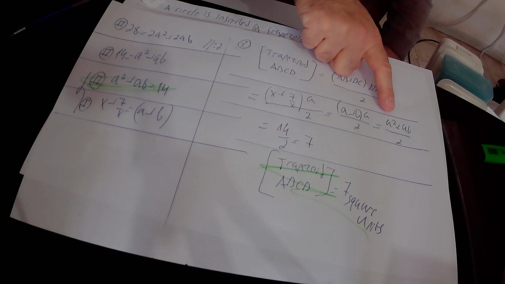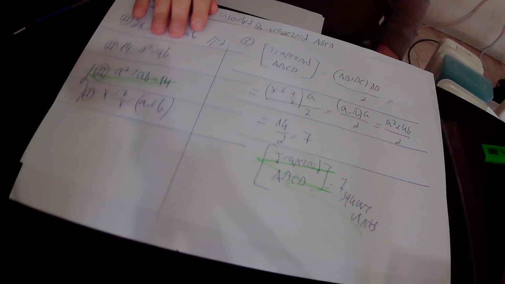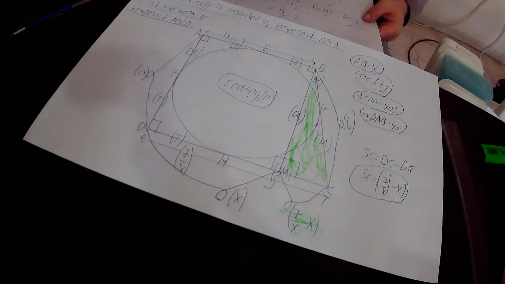And therefore, this expression in total equals 14 over 2. And 14 over 2 is 7. So finally we found out that the area of this trapezoid ABCD equals 7 square units.